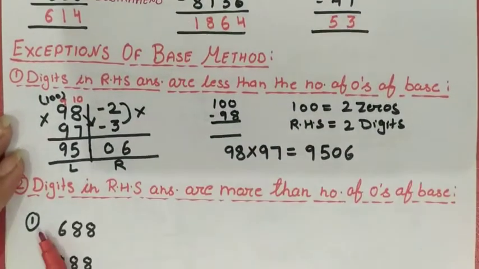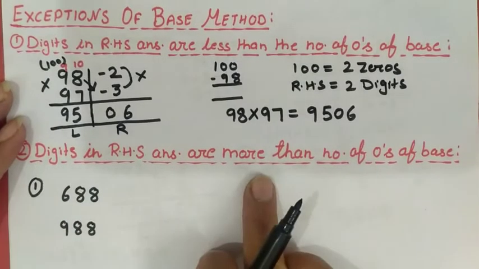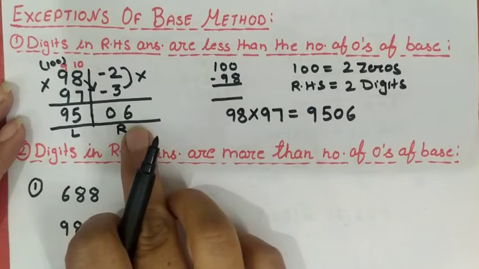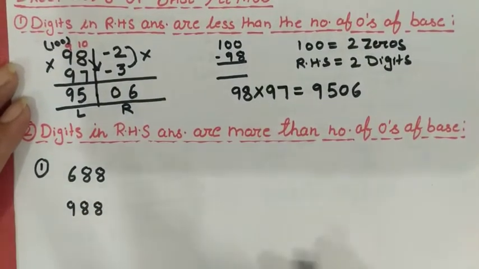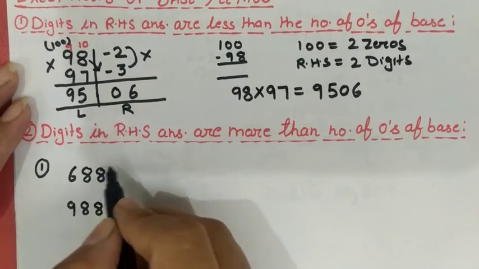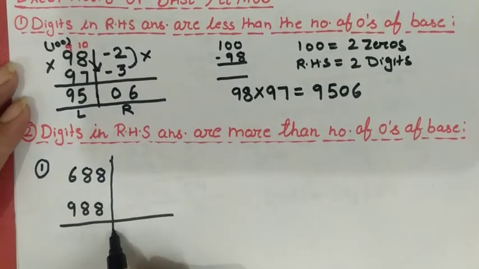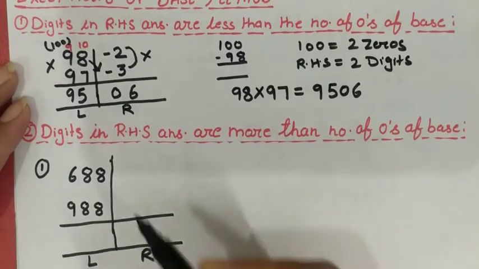And the second exception of the base method is when the digits in the right hand side answer are more than the number of zeros of the base. Here the digits of the right hand side answer were less, but in this exception the digits will be more than the zeros of the base. So let's start discussing this method. Since we are applying the base method, divide your question in two parts, the left hand side part and the right hand side part.